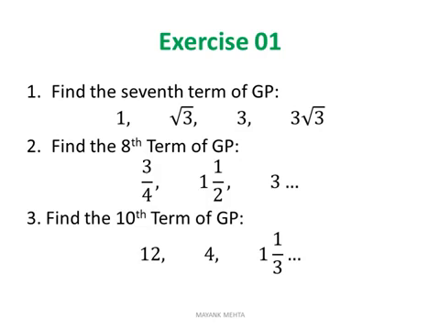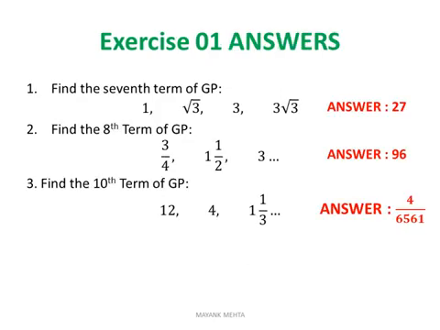Now here is an exercise. You can pause the video over here. You can do these three sums in your book and in the next slide we will share the answers. So here are the answers. Find the seventh term: the answer is 27. In the second, the answer is 96. And for the third, the answer is 4 upon 6561. You check how many of yours are correct.